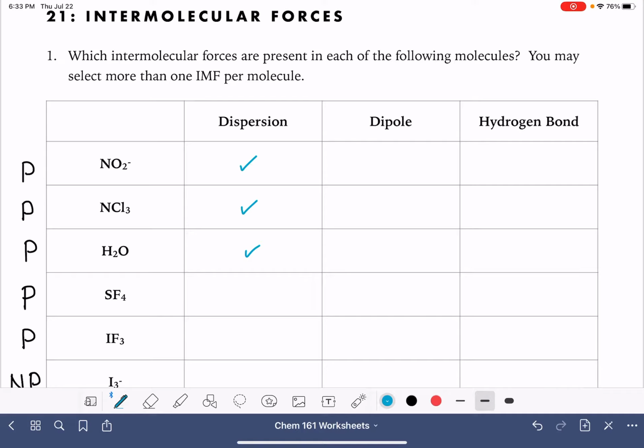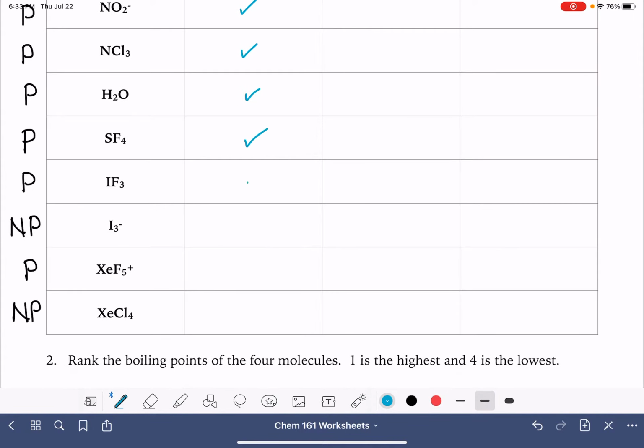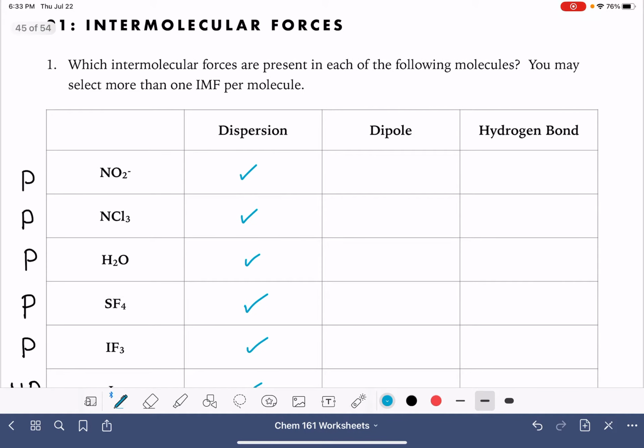Everything has dispersion forces. Don't even take a minute to think about dispersion. If it's asking, does this have dispersion? Yes or no? The answer 100% of the time is yes. They all have dispersion forces. The second easiest one for us to classify is going to be presence of the hydrogen bond.